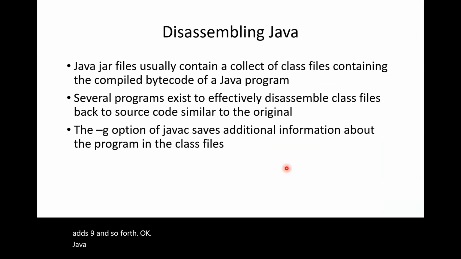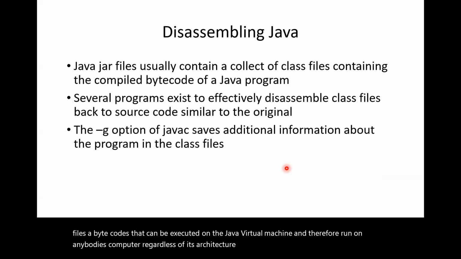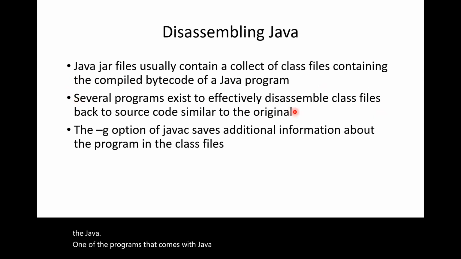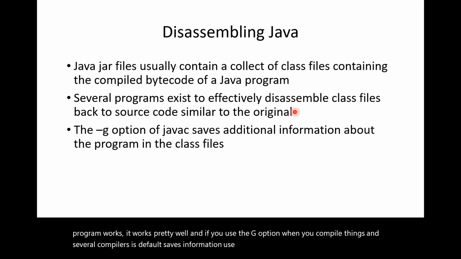The Java language doesn't make executables for a particular machine. Instead, it makes class files, byte codes that can be executed on the Java virtual machine and therefore run on anybody's computer, regardless of its architecture. You can disassemble these byte codes with one of the programs that comes with Java. You can undo it and look at how the program works. It works pretty well. And if you use the -g option when you compile, which in several compilers is the default, it saves information useful for debugging, particularly program names.